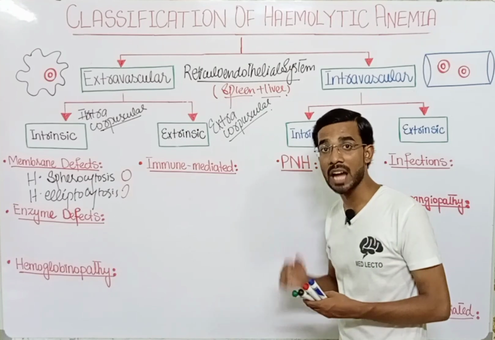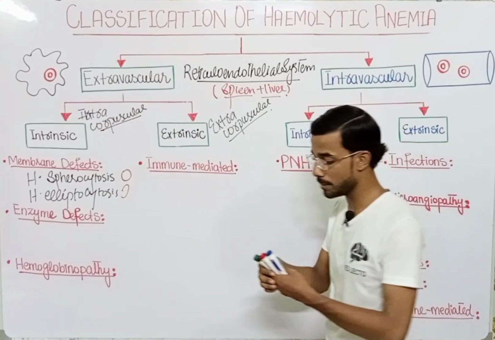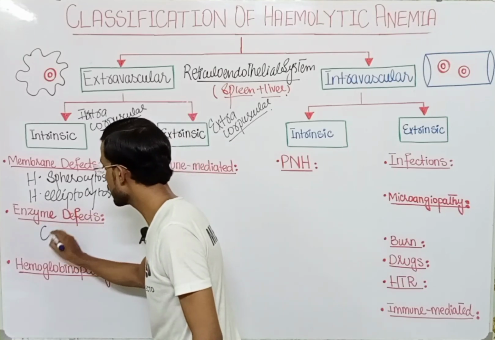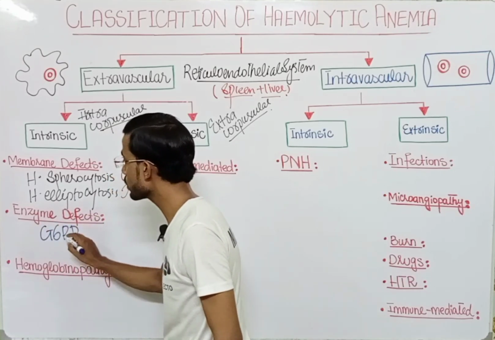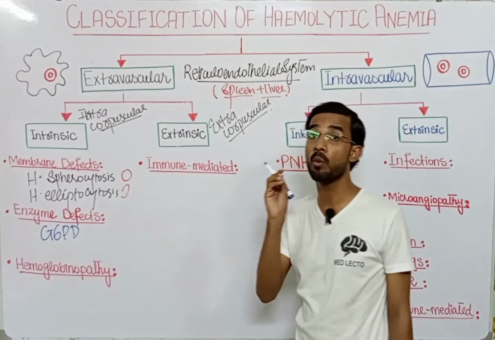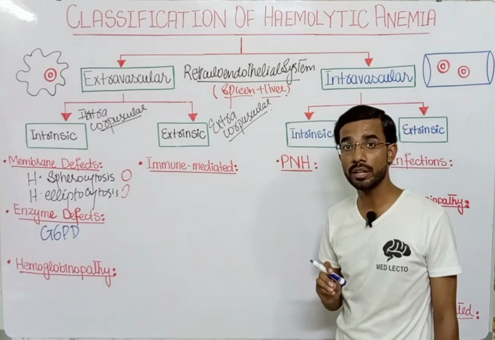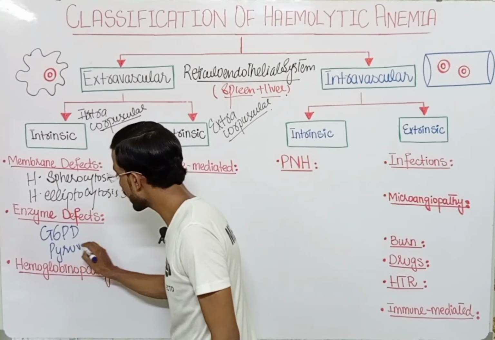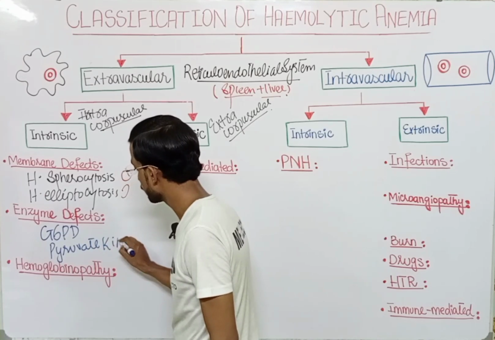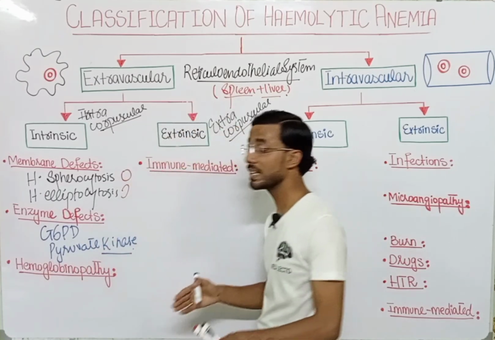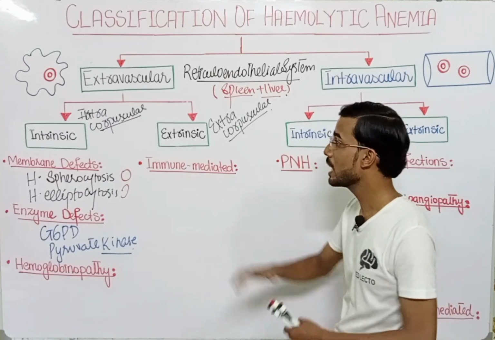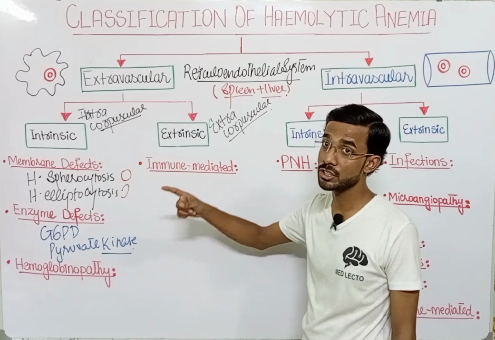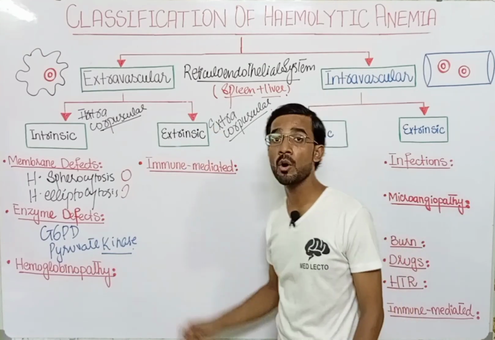So that is extravascular hemolysis. Next is the enzyme defect. If there is a defect in an enzyme, that can also cause extravascular hemolysis. G6PD, glucose-6-phosphate dehydrogenase, is the most important enzyme in the glycolytic pathway, and you can also see pyruvate kinase deficiency. These are enzyme defects, and ultimately macrophages destroy these RBCs, which is extravascular hemolysis.